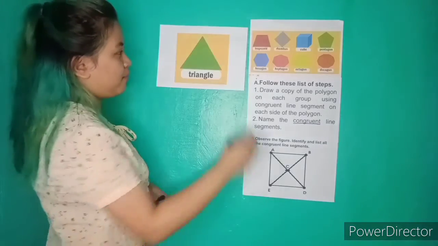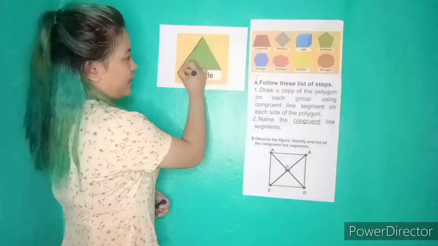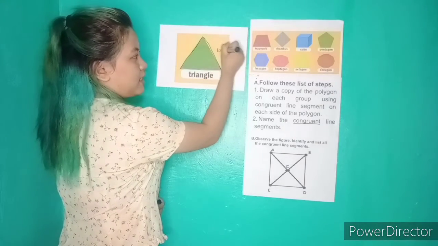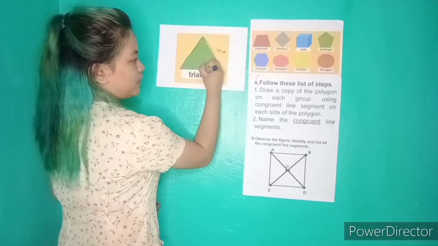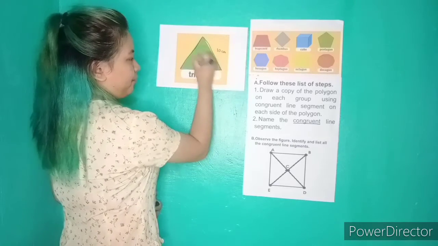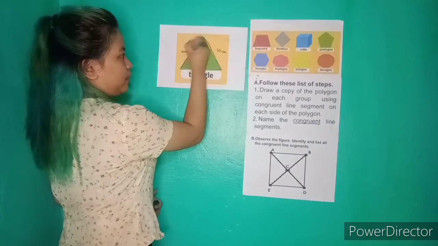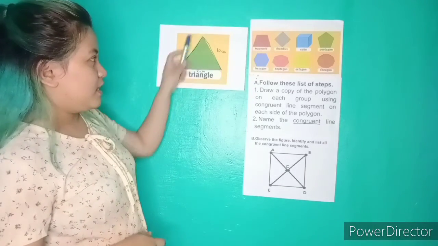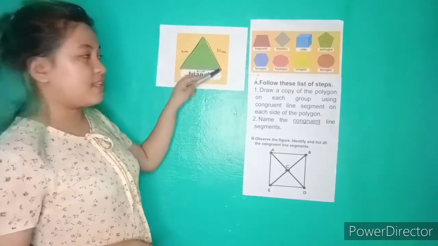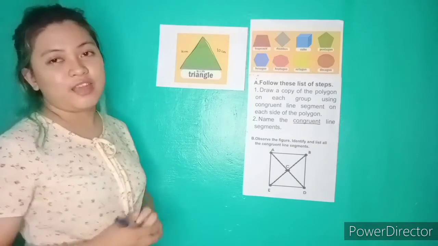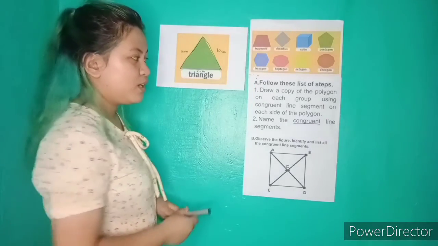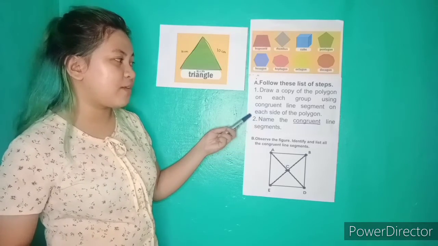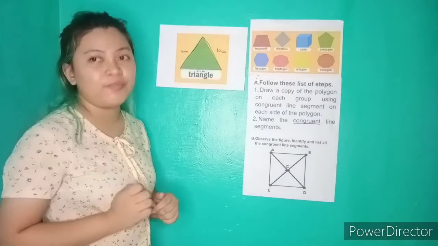Let's say my polygon here, the triangle, is 10 centimeters here, and also 10 centimeters here, 10 centimeters. So every side of my triangle has 10 centimeters. They are all 10 centimeters, so on each side of the polygon we use a congruent line segment.